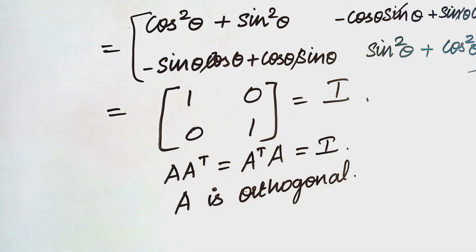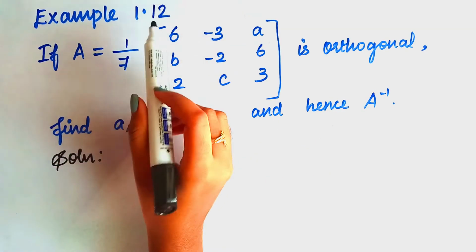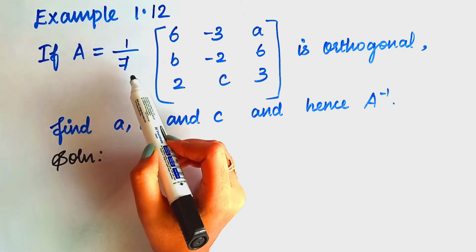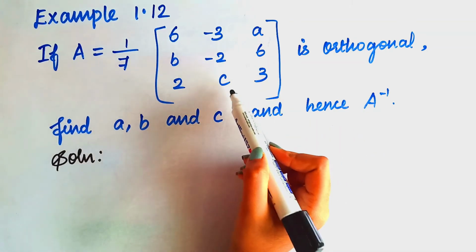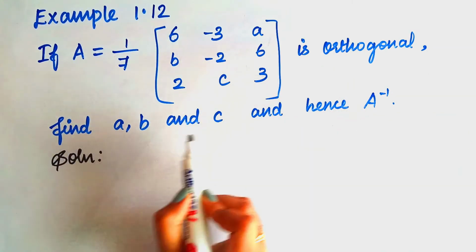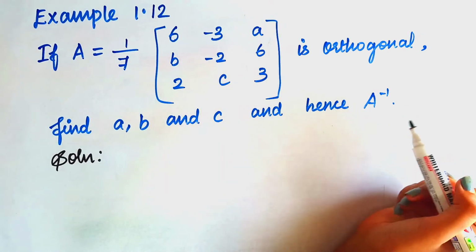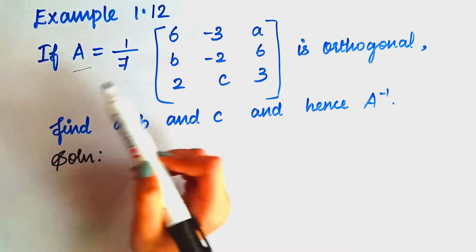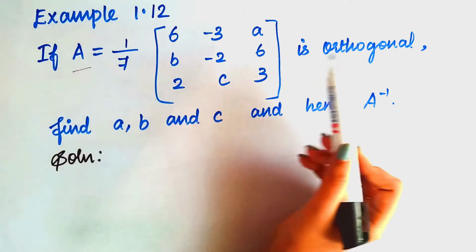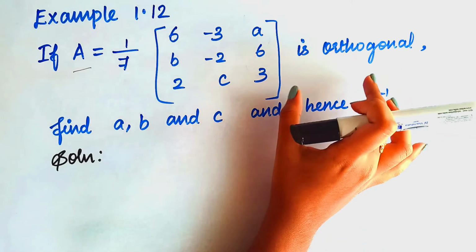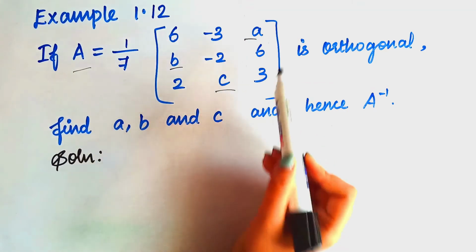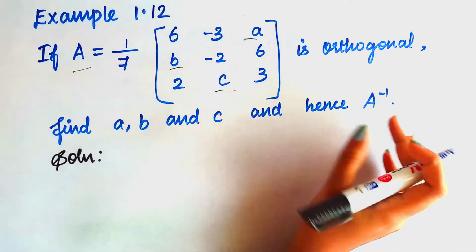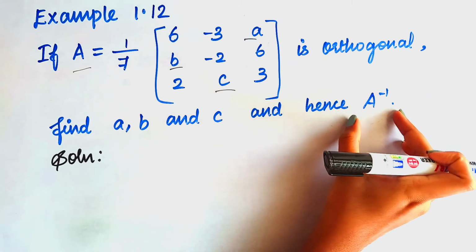Okay, so now let's get into our example 1.12. Example 1.12: if A is equal to 1 divided by 7, [6, minus 3, A; B, minus 2, 6; 2C, 3] is orthogonal, find A, B and C, and hence A inverse. So here they have given the matrix, and they have said that A is orthogonal, so we have to find A, B and C, and finally you have to find the value of A inverse.